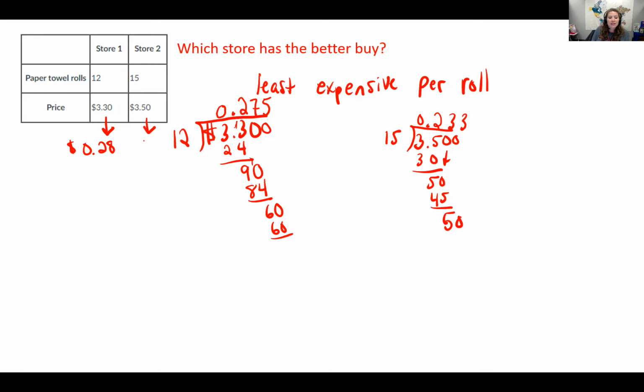This one, these are going to be 23 cents per roll. So which is the better buy? Store number 2. Store number 2 has the better buy.